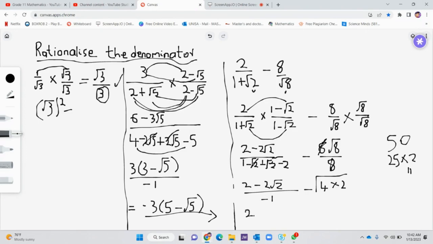Okay, 2 divided by minus 1 is going to be minus 2. Minus 2 root 2 divided by minus 1 is going to be plus 2 root 2. That is a negative divided by a negative, getting a positive. Minus 8 root 4 is minus 16, which gives minus 2 root 2 after simplifying. Immediately notice that we have plus 2 root 2 minus 2 root 2. Those two cancel, and we are left with minus 2. Okay, that is all about rationalizing the denominator.